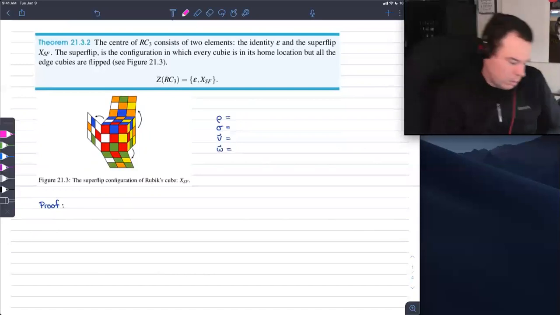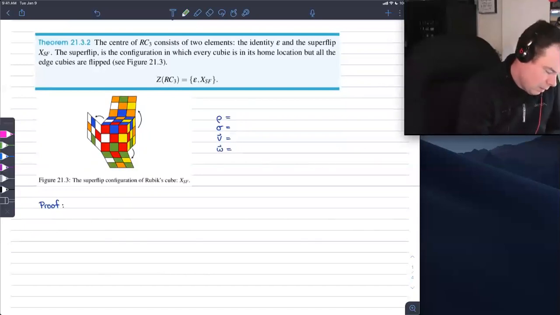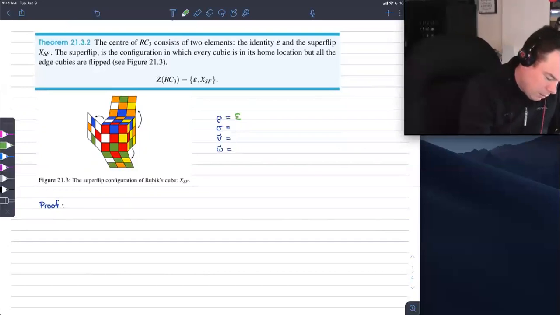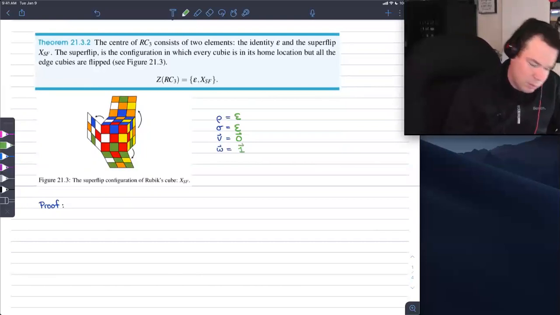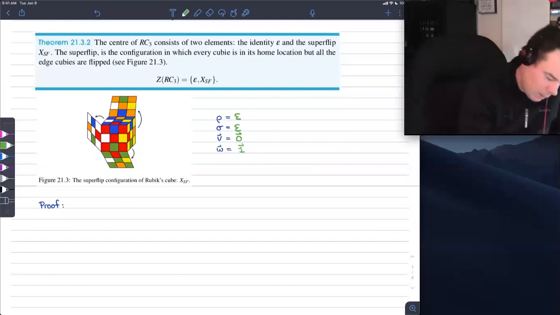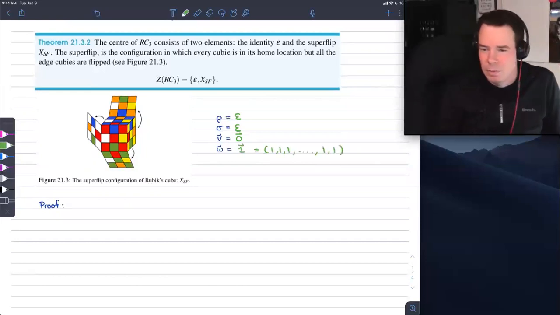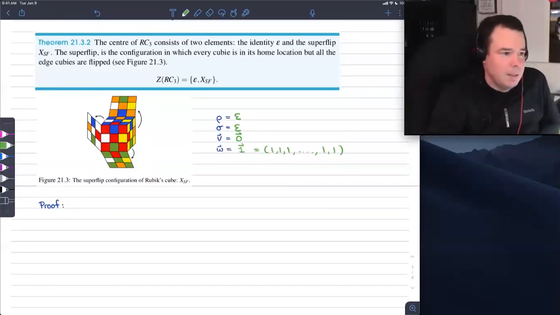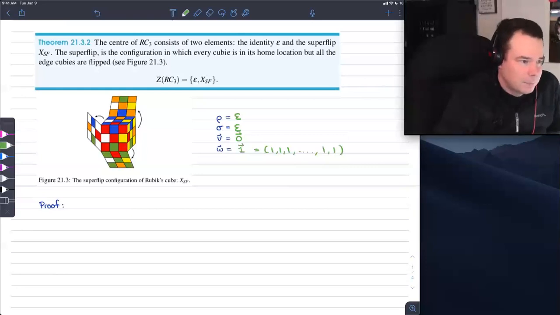Okay, so the first thing I want to note is that I've drawn the super flip here, and it has the property that both permutations are the identity, the corners are not twisted, whereas the edges are all flipped. So that's the constant vector 1. In other words, it's 1, 1, 1, dot, dot, dot, all the way down to 1, 1. So every edge has been flipped. That's what the super flip is. Let's prove that it is in the center.